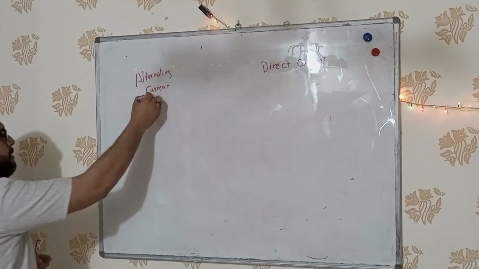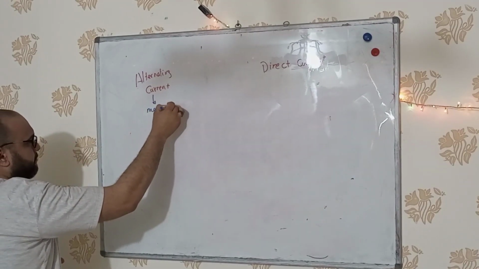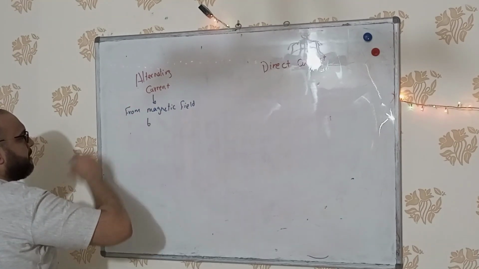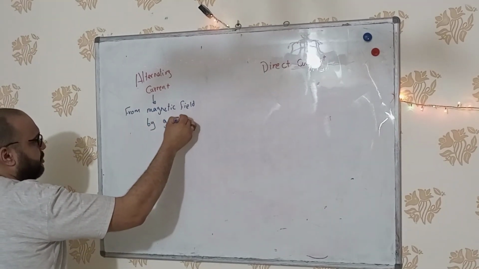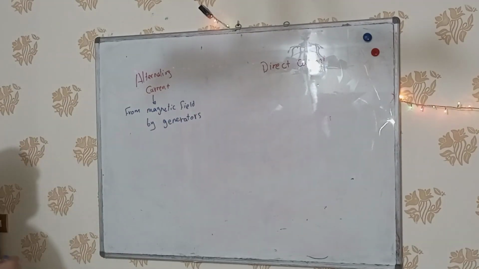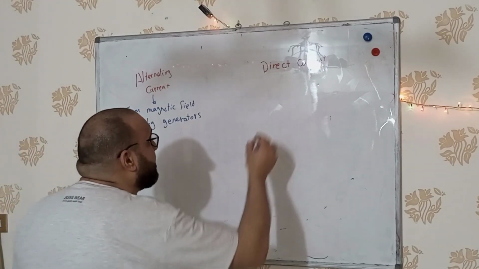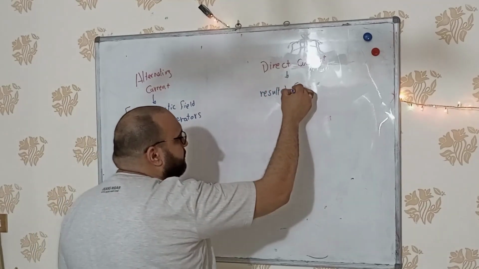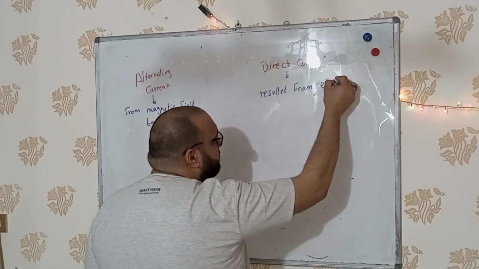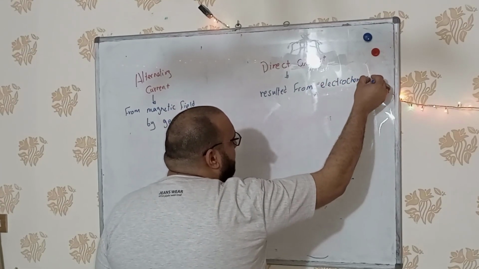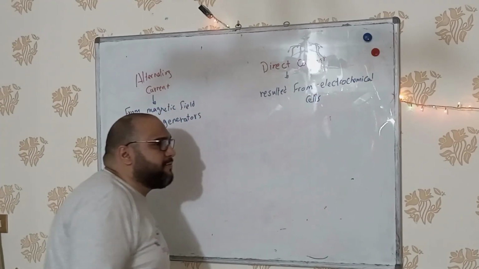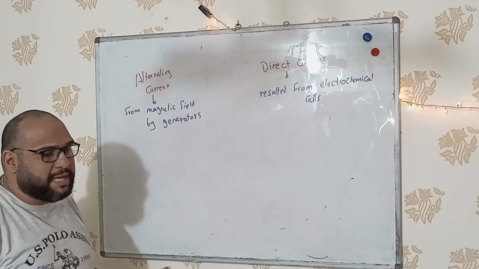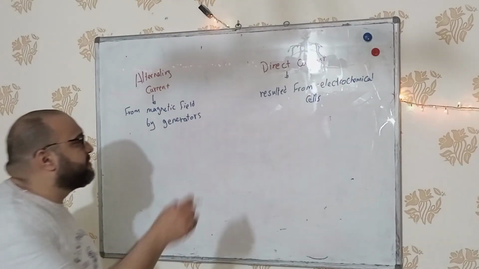It is produced from a magnetic field by something called generators. Direct current results from electrochemical cells, as a result of the flow of electrons from one atom to another by gaining and losing electrons. We can collect these electrons to form something called direct current.